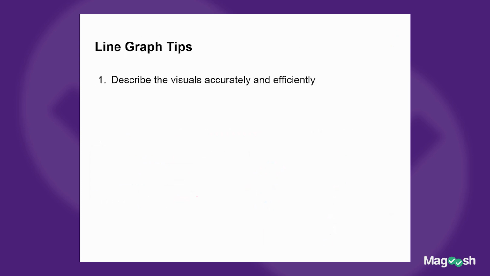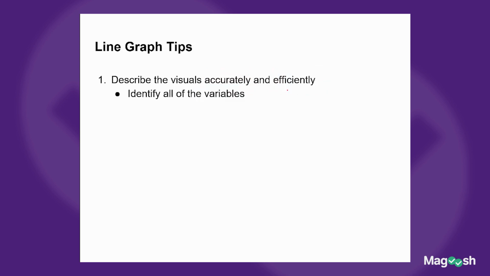So, as with any Task 1 prompt, your first job is to take the information you see in the visual and figure out how you can describe it accurately, okay, and in your own words, right, and efficiently. So, not just listing information in your response, but consolidating and organizing the information in a coherent way. That's what will give you the best score on Task 1.